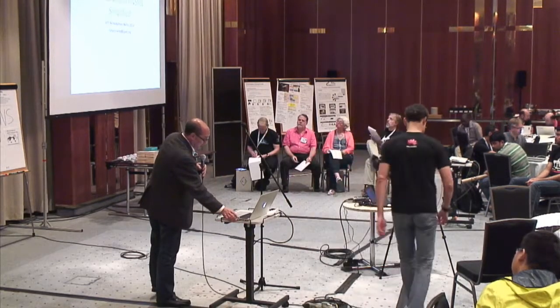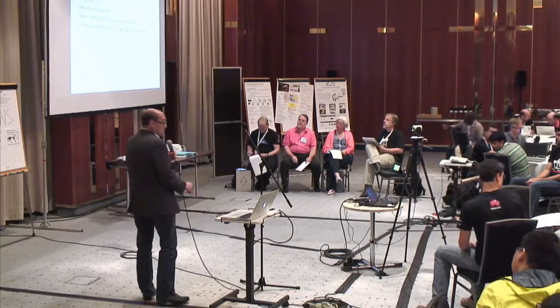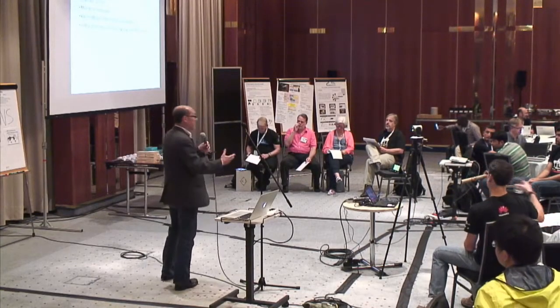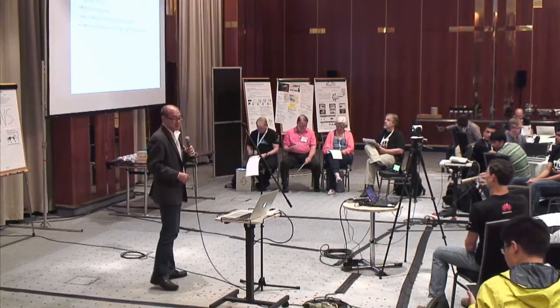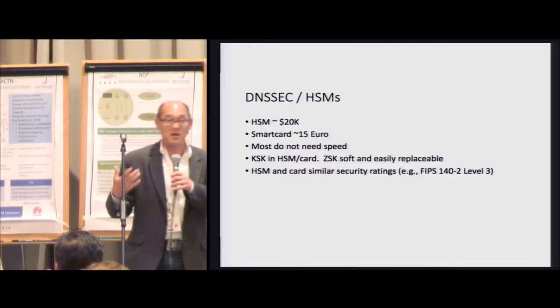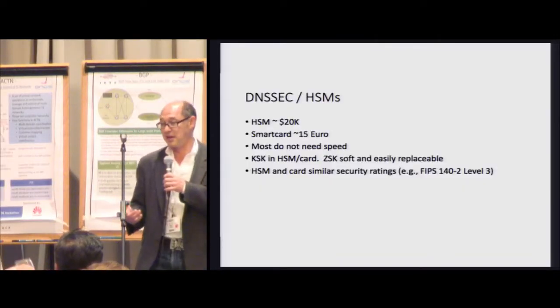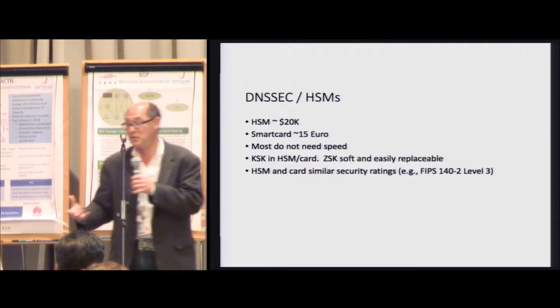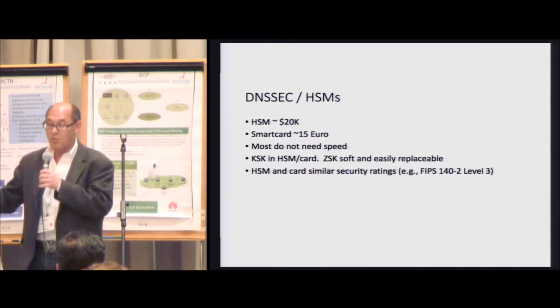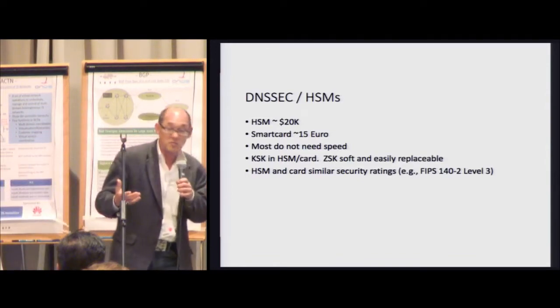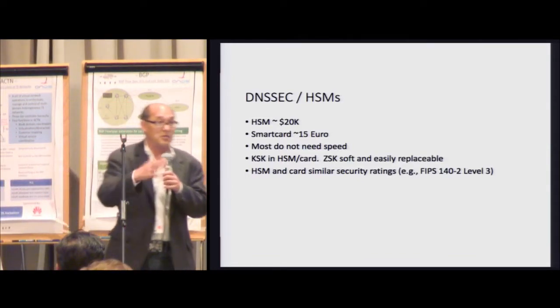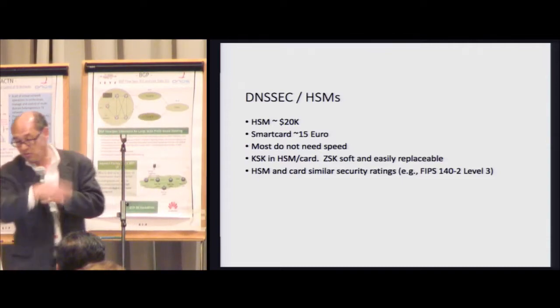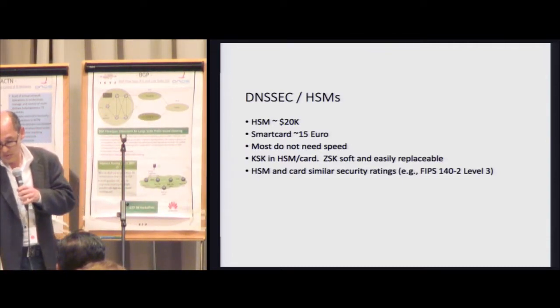So my work was on using smart cards instead of HSMs in DNSSEC, and that's my particular specialty. I spend a lot of time talking to people and explaining how to deploy DNSSEC, and one of the problems is with HSMs, hardware security modules. They're very expensive devices, so why don't we just use smart cards? It should work. There's a common standard among smart cards, and they're easily replaceable.